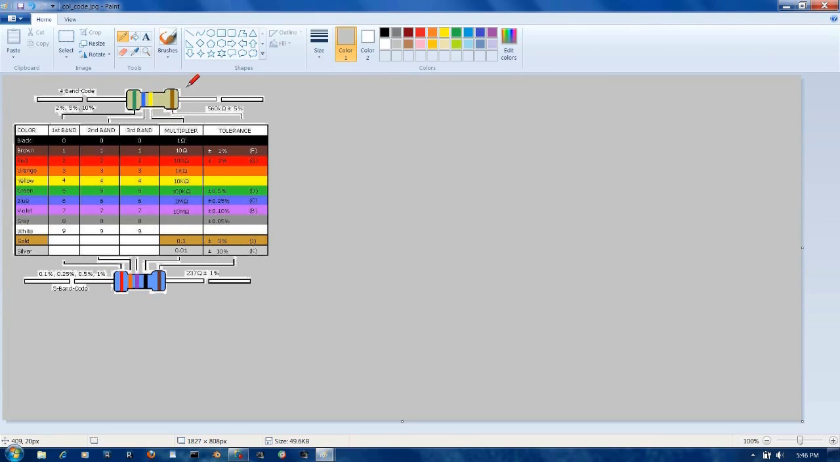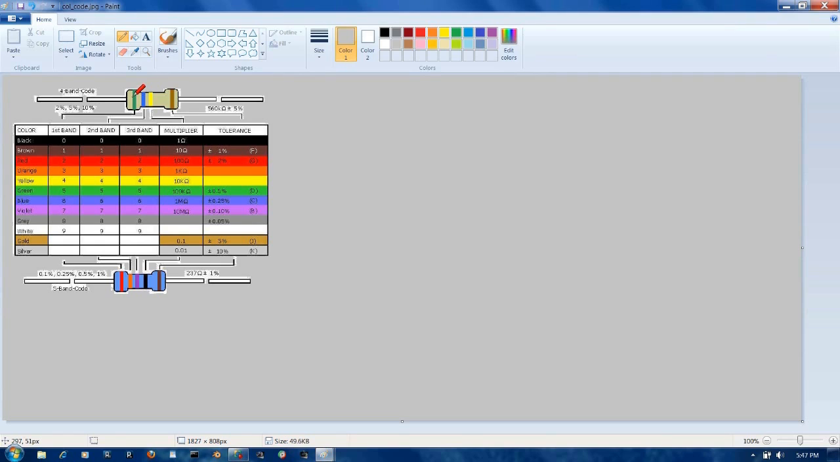Anyways, this is a 4-band resistor. This is a 5-band resistor. 99% of the resistors you're going to deal with are 4-band resistors. The last band on both of these is for tolerance. The first 3 bands of this 4-band resistor determine the Ohm's value, and the first 3 bands of this 4-band resistor determine the Ohm's value, and the first 4 bands of this 5-band resistor determine the Ohm's value. Now, how do we determine the Ohm's value?